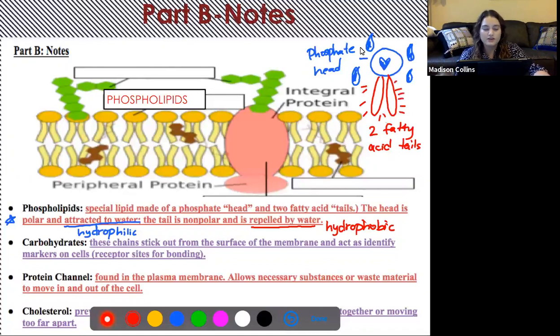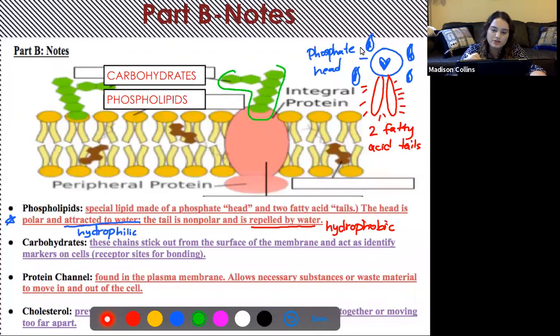Right, so the entire phospholipid bilayer, the entire cell membrane, is made up of stacks of these phospholipids. The next component that you need to know is something called a carbohydrate, which we've heard of before. But carbohydrates here are going to look like almost antennas on the surface of the cell. So these green molecules right here, kind of like antennas that stick up. So these chains stick out from the surface of the membrane and act as identifying markers on cells. And these are also going to act as receptor sites for bonding.